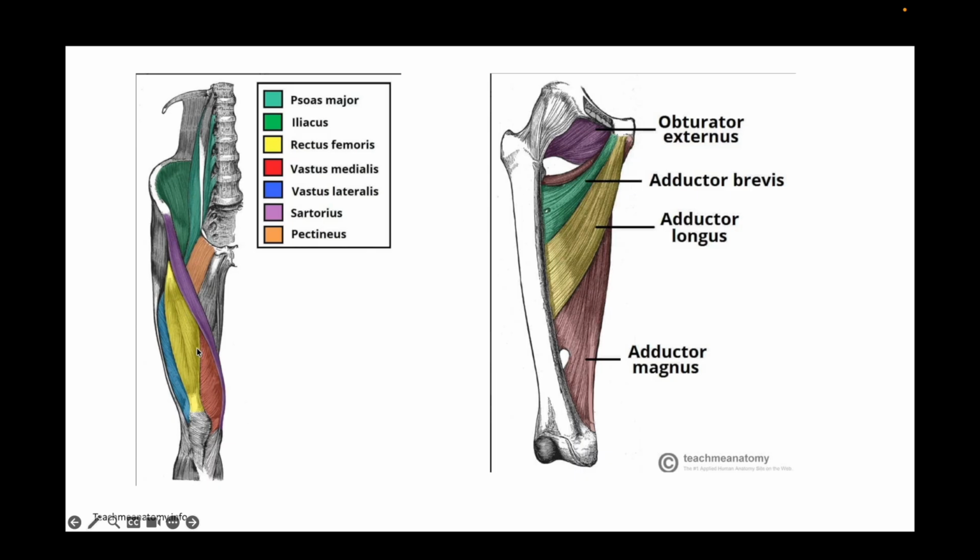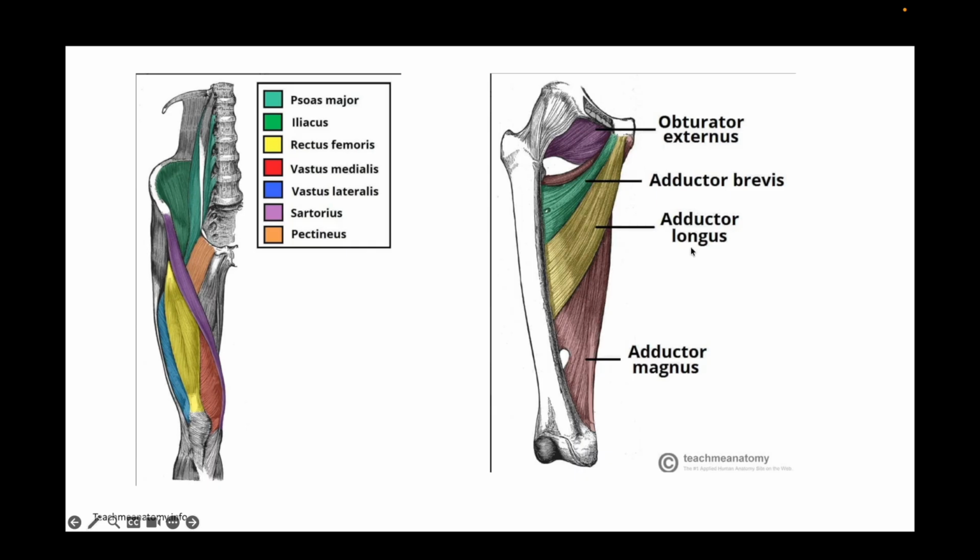You then have the quadriceps muscle group. You've got the vastus lateralis, rectus femoris, vastus medialis, and you can't see it, but you've got the vastus intermedius as well. The rectus femoris originates from the anterior inferior iliac spine, or the AIIS. You then have a small anterior hip muscle here called the pectineus muscle.